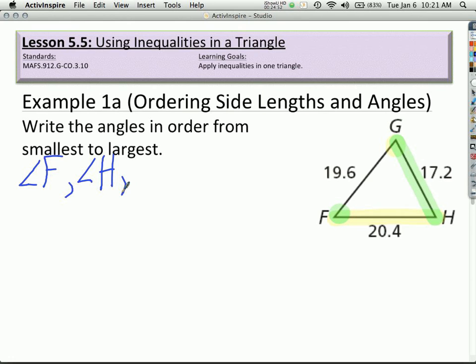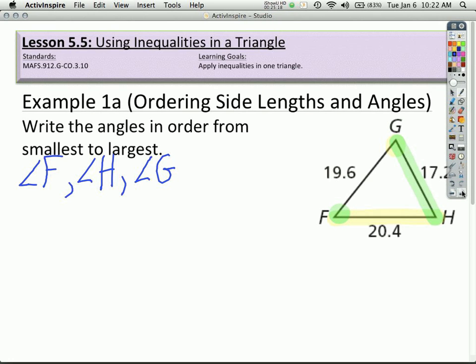And then, of course, we already have 2 out of the 3. You know that angle G is the final. And so we are able to order them so we know something about them. We don't know what the angles are, but we know we can rank them in order of their size. Does anyone have any questions on how to use theorem 5.10 to figure that out?